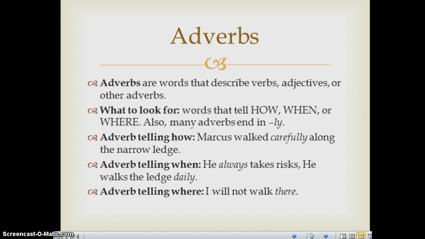And an adverb telling where: I will not walk there. Our verb is walk. So we ask, how did we walk? When did we walk? Or where do we walk? And the answer is there.